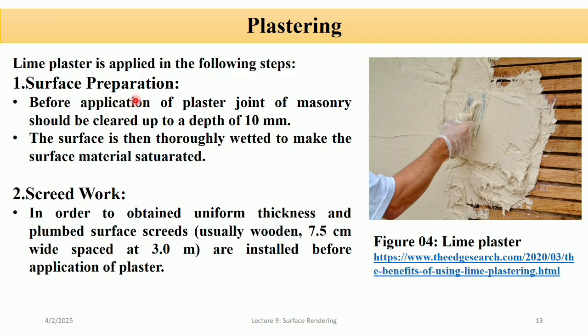In such ways, we prepare the surface for the plaster. Before application of plaster, joints of masonry should be cleared up to a depth of 10 mm, and the surface is then thoroughly wetted to make the surface material saturated. And screed work we do to obtain a uniform thickness. So we fix wooden screeds of 2.4 to 3 meters to obtain a uniform thickness of plaster.